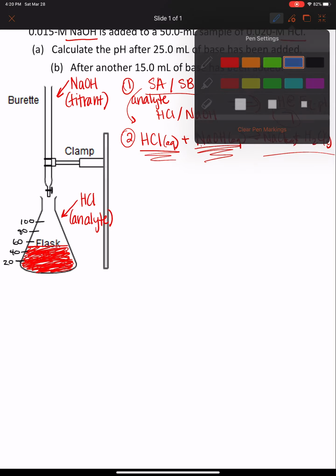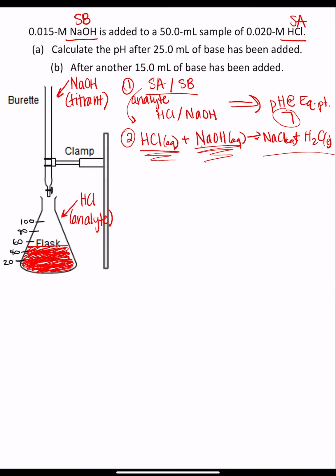Now, let me get a different color pen here. For A, I'm going to add 25 milliliters of base to this flask. And so if I had 50 and I add 25, I'm going to be upwards of 75 milliliters right now.